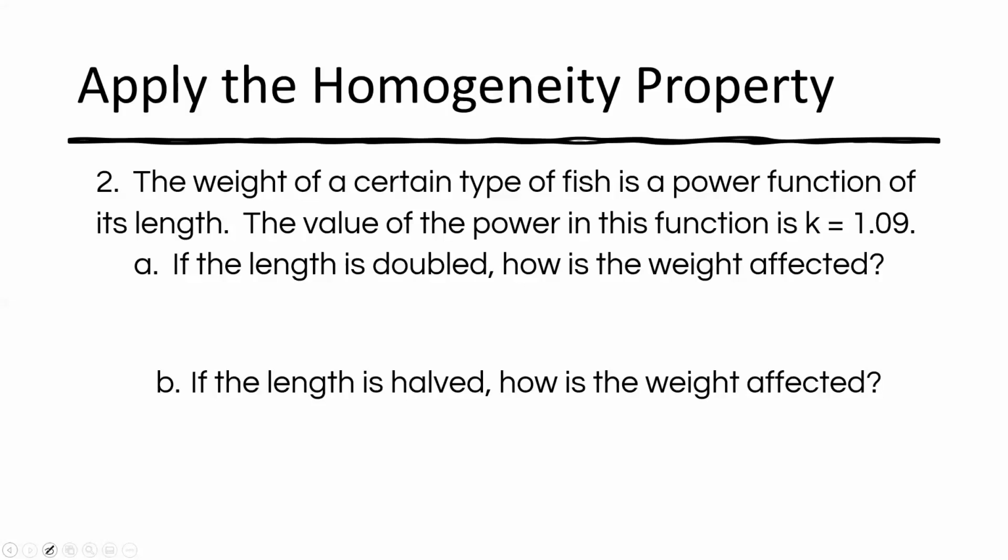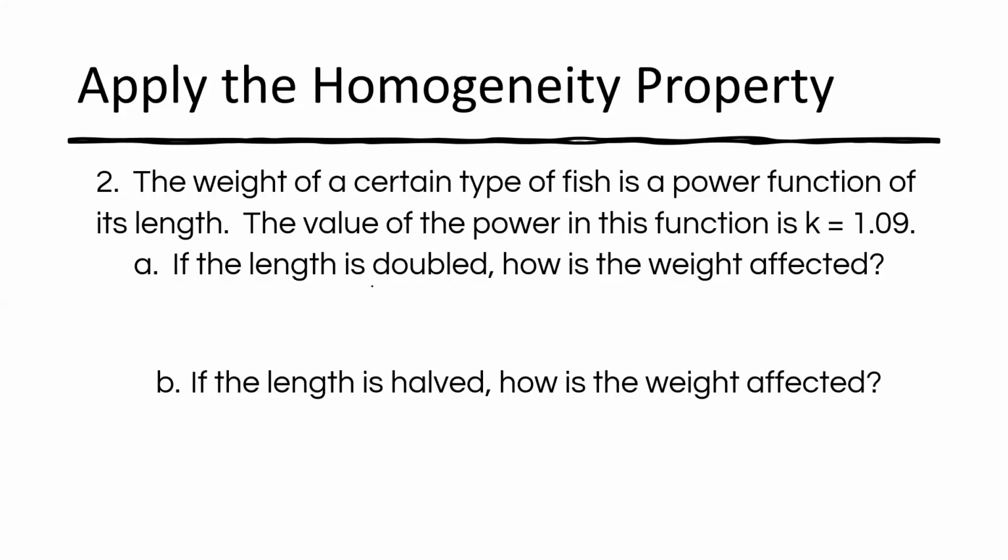In this example, we hope to apply the homogeneity property. We are told that the weight of a certain type of fish is the power function of its length. The value of the power in this function is k equals 1.09. So the way that I work through this problem is that I know that if the input is changed by a factor, then the output is that factor to the k power.